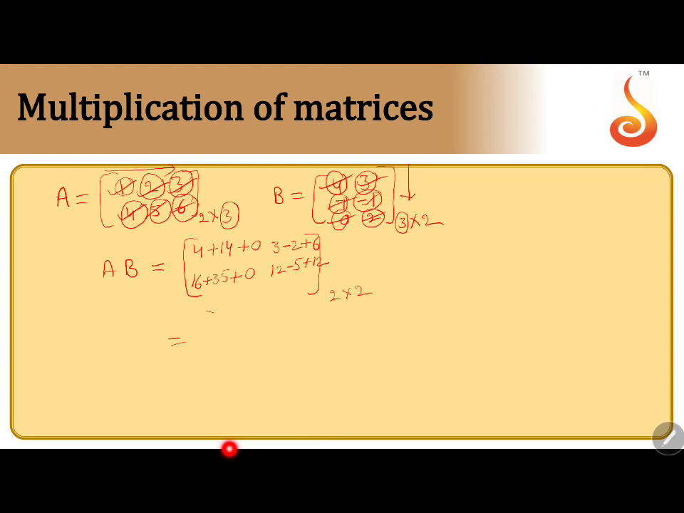So simplify this. 4 plus 14 plus 0, 18. 3 minus 2, 1, plus 6, 7. 16 plus 35 plus 0, 51. 12 minus 5, 7, plus 12, 19. So this is matrix multiplication.